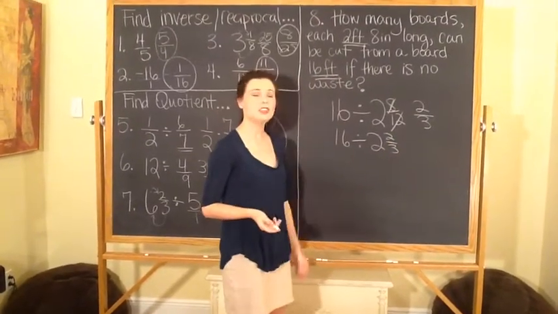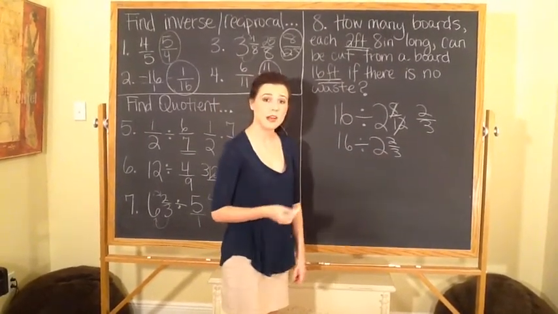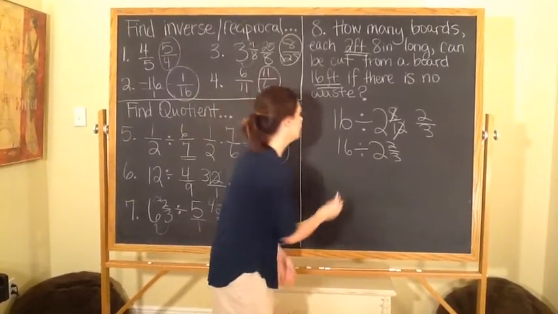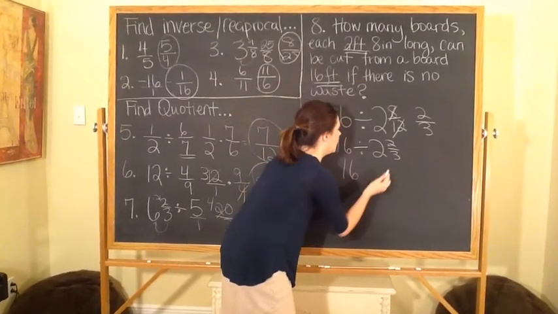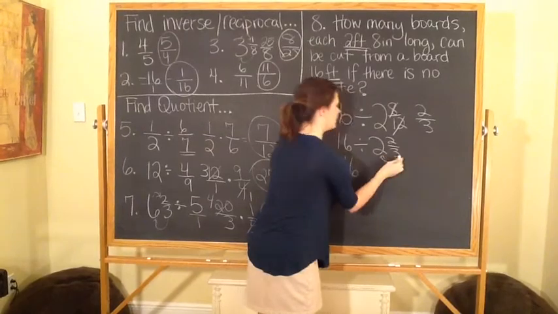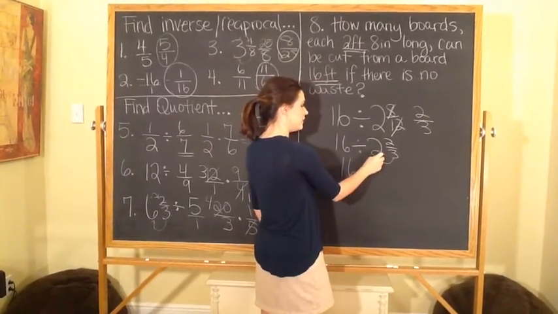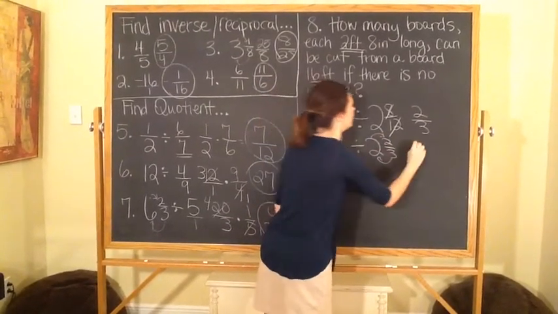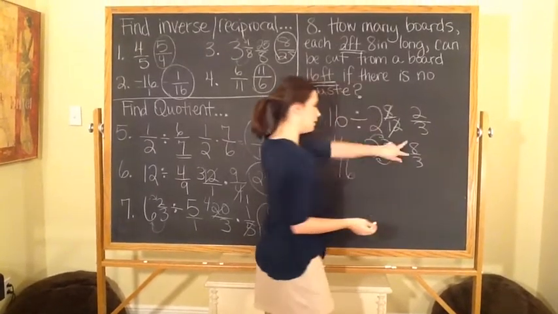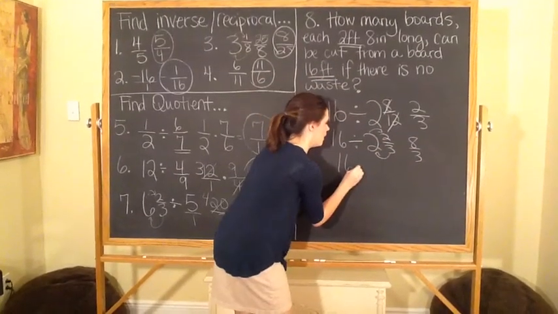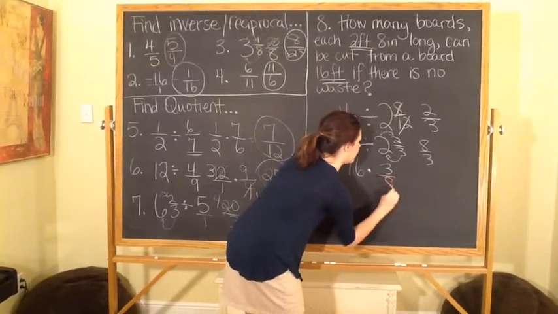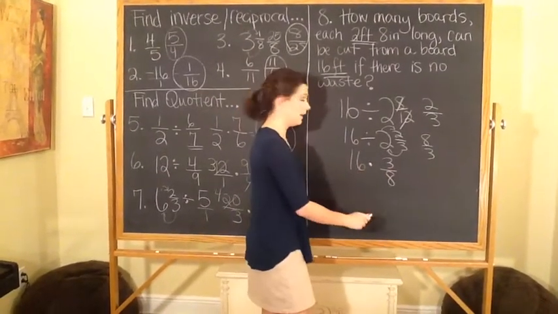Okay, now I'm going to go ahead and change this into an improper fraction so that I'll be able to flip it. So I'll have 16, let's go ahead and multiply this out. 3 times 2 gives you 6, plus 2 gives you 8, so 8/3. So now I'm going to go ahead and flip it. Times 3/8. Now we can just multiply across.